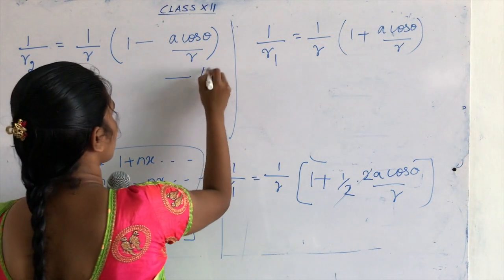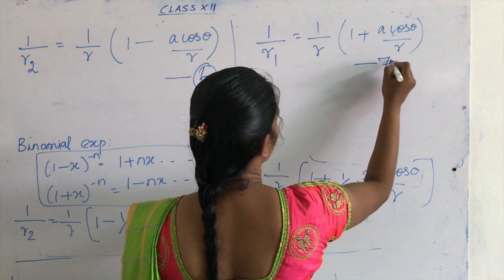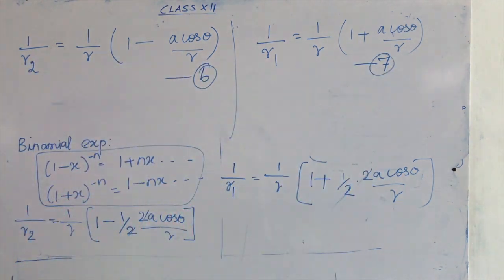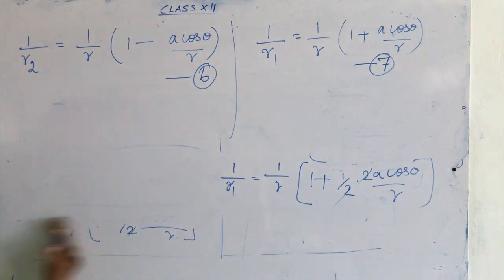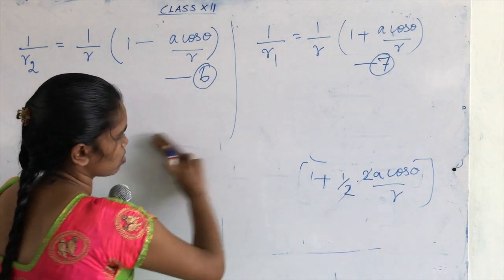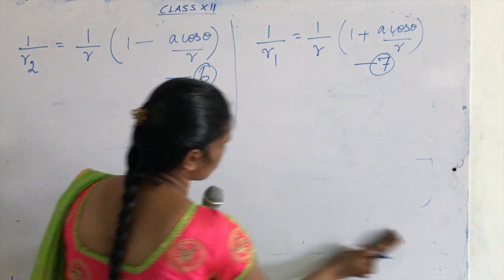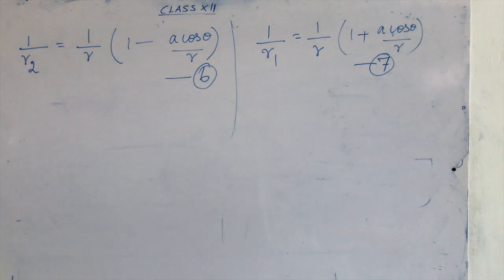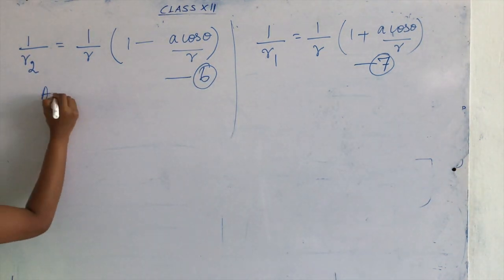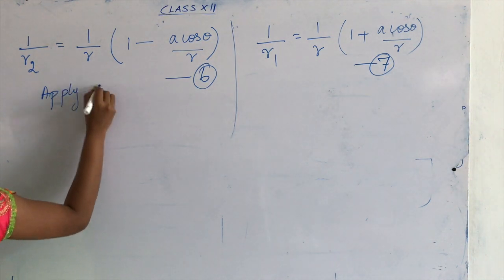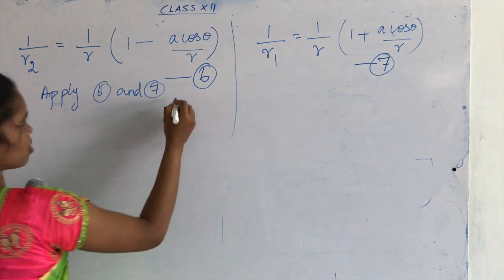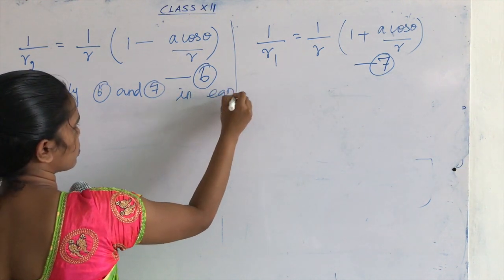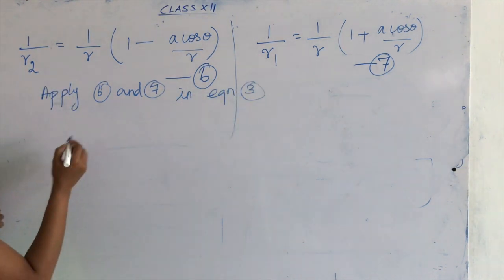Now, make it as equation 6. This is equation 7. Okay? Now we are going to apply 6 and 7 in equation 3. See in your notebook, what is the equation 3?